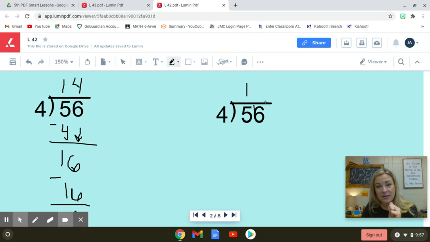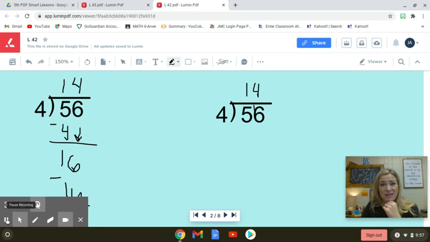Now I have to fill this space here, and I'm asking, how many times can 4 go into, there's my 16. 16. How many times can 4 go into 16? Well, 4. 4 times 4 is 16. 16 minus 16 is 0. All done. So it just is less work on paper.